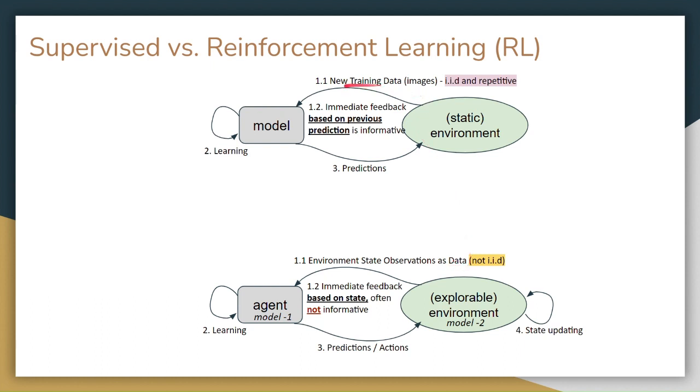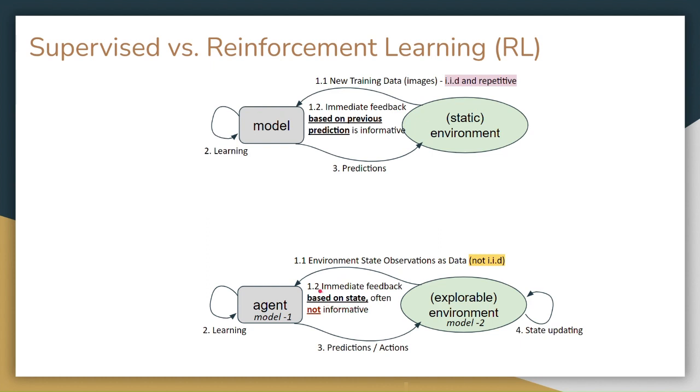The training data here is IID and repetitive, but the training data here is not IID. The training data themselves can be the same thing, the picture, and the prediction can also be the same thing, like the class that you have to predict. So conceptually they are very similar, but the data that you get from the reinforcement learning environment is not IID. It depends on your action, and the feedback is usually not so informative.